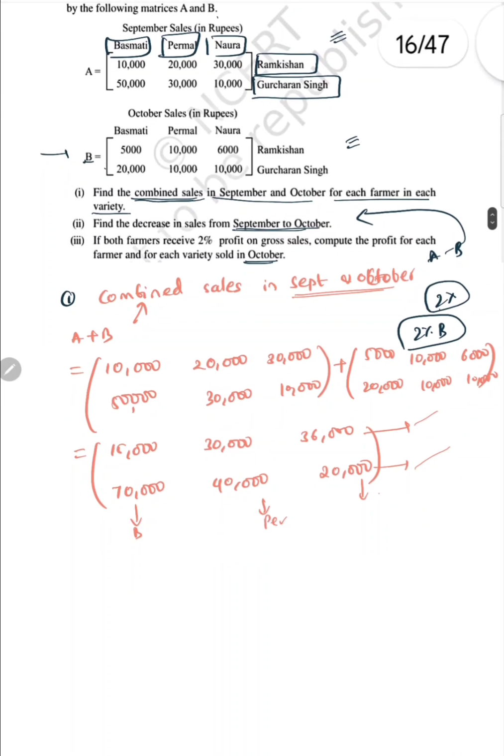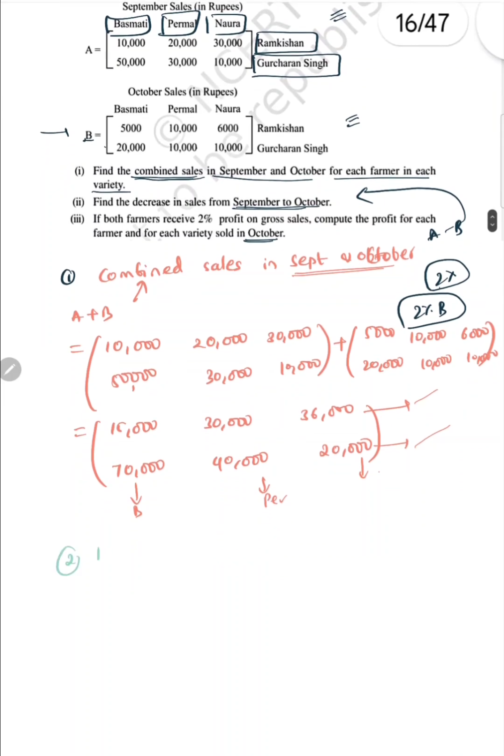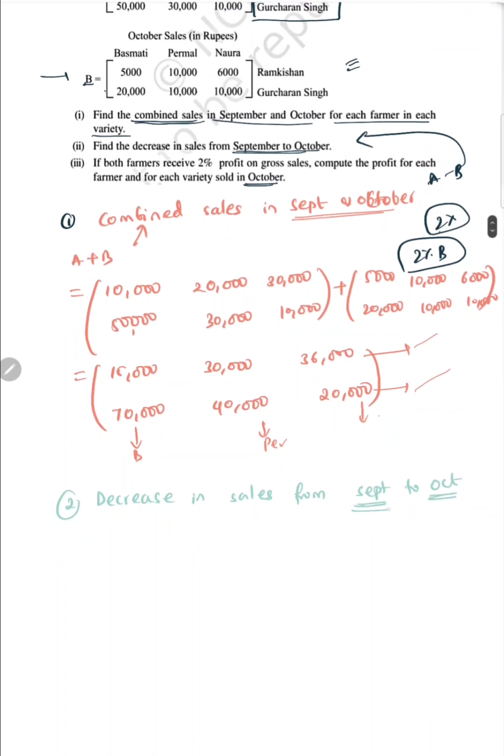Second one, decrease in sales, from September to October. From September means first we have to take September. Where it is from, we have to take it first, and next comes the next. So from September to October means A minus B. So in A minus B you can observe A is having 10, 20, 30, 50, 30 and 10,000, and B is 5, 10, 6, 2, 20, 10, 10. So we will just subtract the corresponding entries.